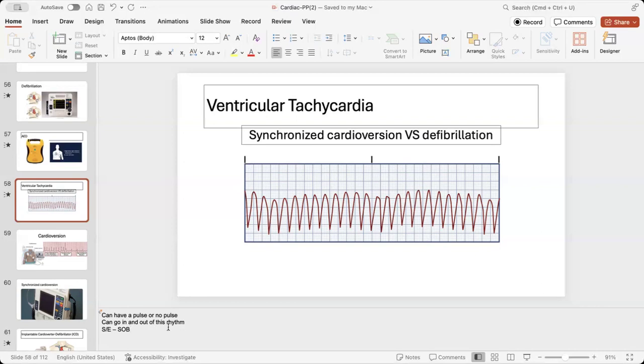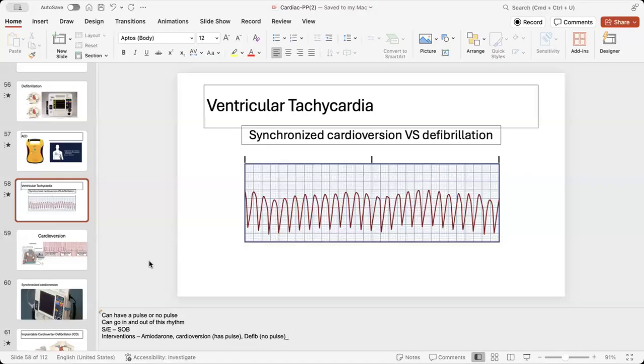Okay. What would be some interventions we can do? Amiodarone. Okay, amiodarone, yep. Amiodarone is one of our anti-arrhythmic medications. Absolutely. Anything else we could do for this client? Cardioversion. Yep, we could do a cardioversion as long as they have a pulse. If they have a pulse in this rhythm, you could do a synchronized cardioversion. If they do not have a pulse, we would do defibrillation.